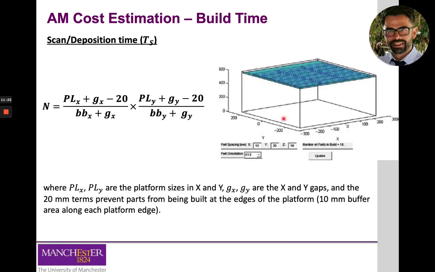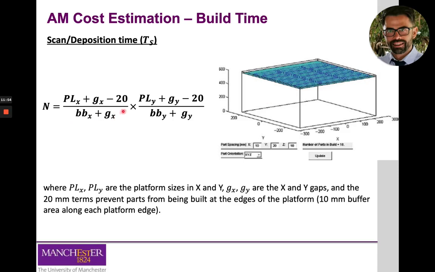So as you can see here, we have a building platform. This is a two-dimensional problem where we have our parts laid out in both X and Y direction. The first thing that we need to do to be able to calculate the scan deposition time is to calculate how many parts we can fit into our building platform, both in X and Y direction. And the approach to calculate the number of parts in each one of these directions is the same.